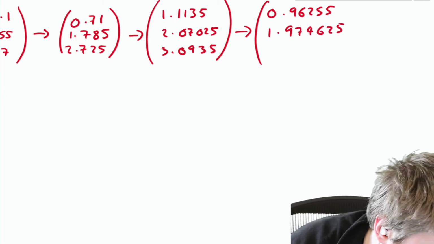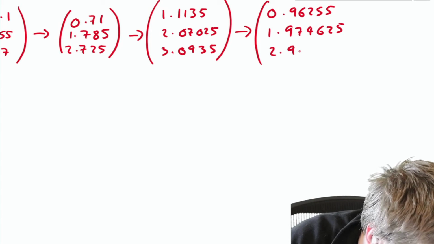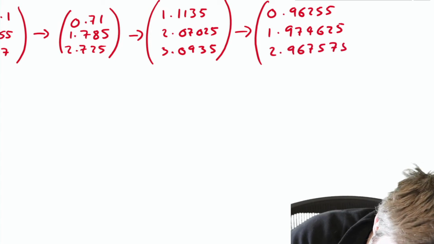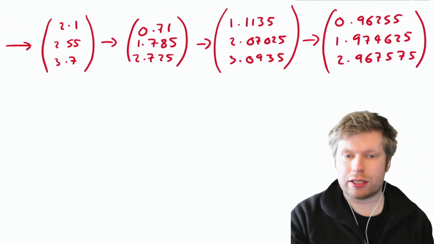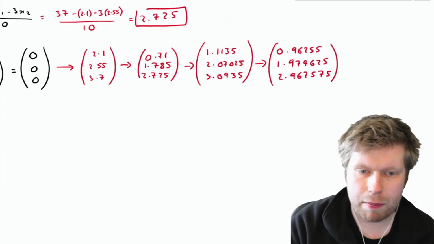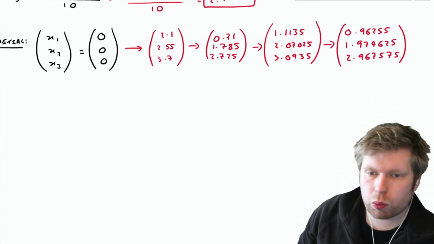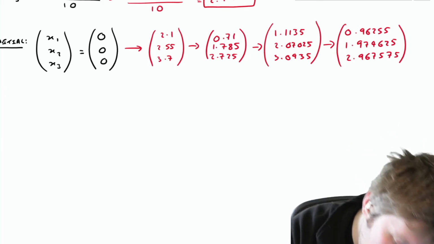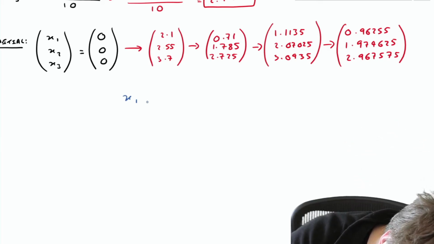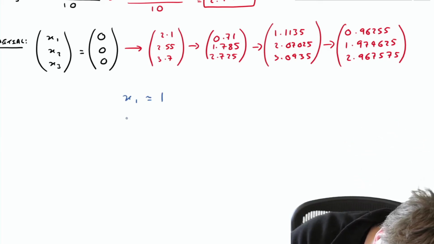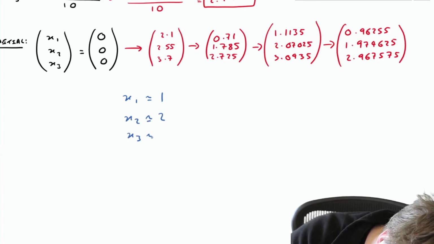1.974625 is my new value for x2. And 2.967575. So basically, the idea is the more I do this particular method, I'm converging towards some particular values. So it looks as if x1 is going to be about 1, x2 is going to be about 2, and x3 is going to be about 3.